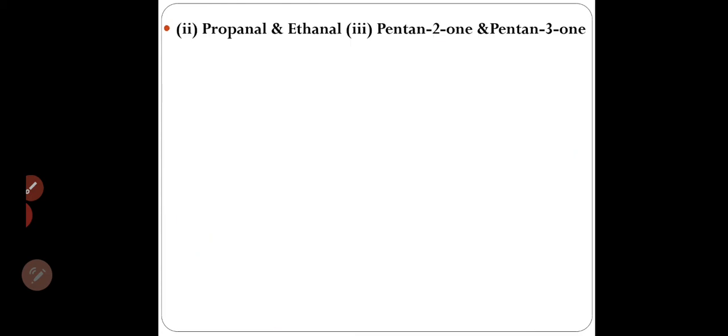Fine. Now next is propanal and ethanal. Propanal, what is the formula? CH3CH2CHO, and ethanal CH3CHO. Now see, both are aldehydes. So you cannot do Fehling's test because both will give red precipitate. You cannot do Tollens' test because both will give silver mirror. But here we can do the iodoform test. Which one will give the iodoform test? This one, because it has the CH3CO acetyl group.